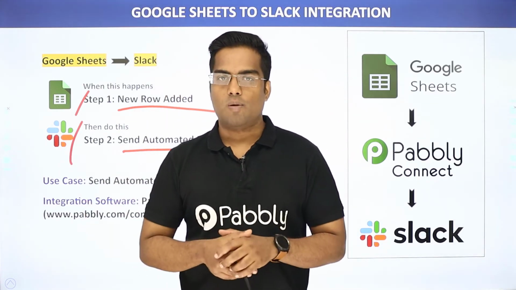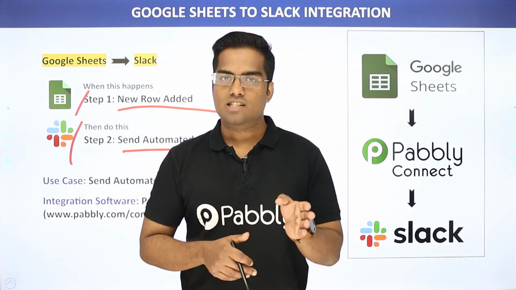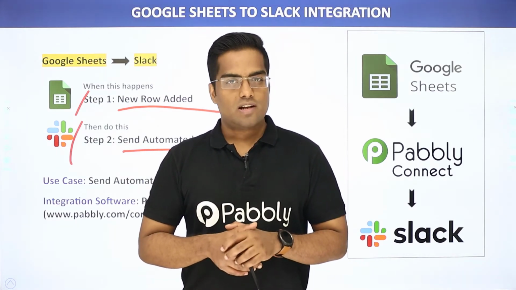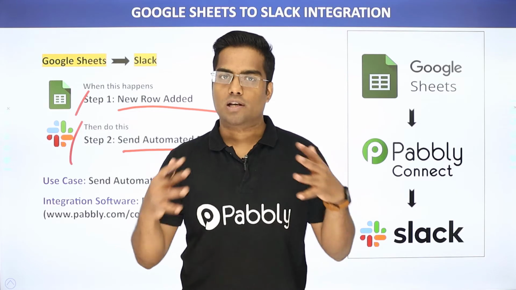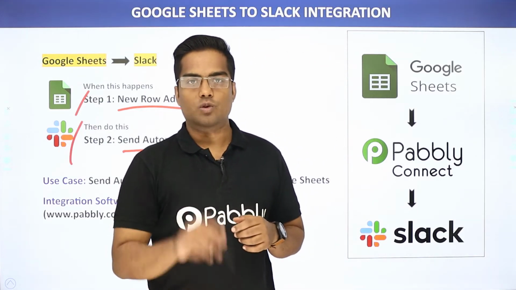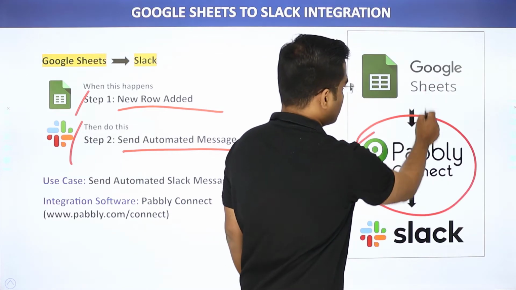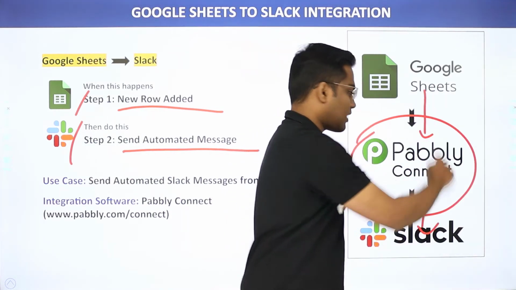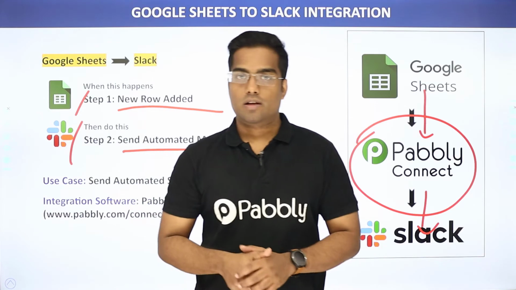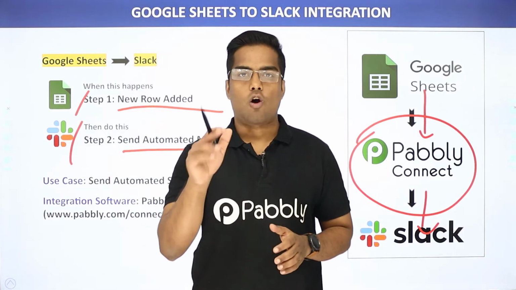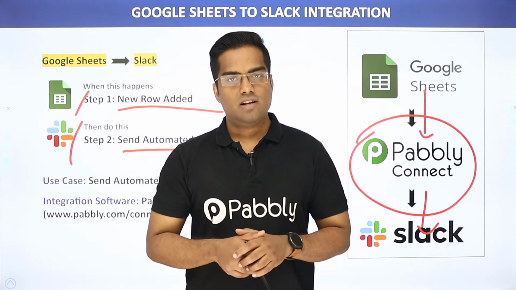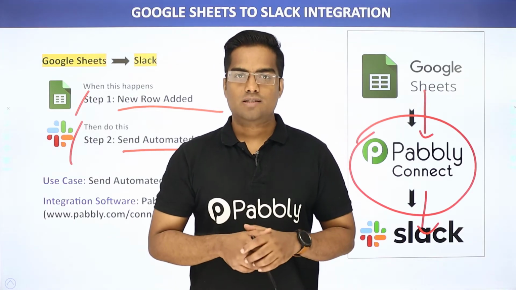But there is one minor problem. There is no integration between Google Sheet and Slack. So in cases like these, we need to bring a third app to properly connect them both. So in this video, we will be using Pabbly Connect to integrate Google Sheets and Slack. And the best part of using Pabbly Connect is there is no need for coding skills or programming knowledge. It can be done easily. Let me show you on my screen.